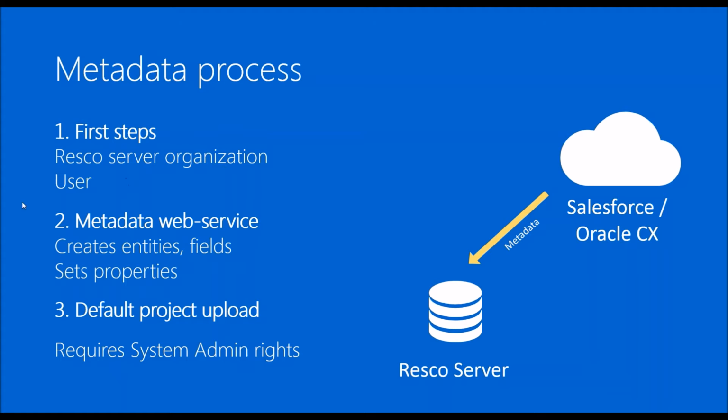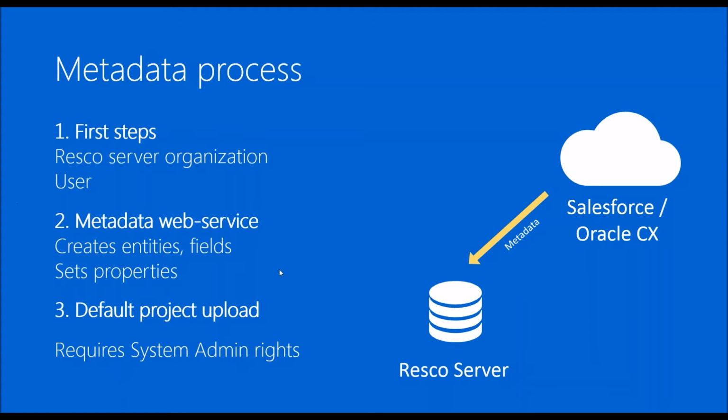Once this is done, a second step is in effect, and a metadata web service is used to get metadata from Salesforce or Oracle and create similar entities on the Resco server. So during this process, entities that exist on Salesforce or Oracle and their fields are created on the Resco server, and also their properties are set, so maximum lengths and other ones.